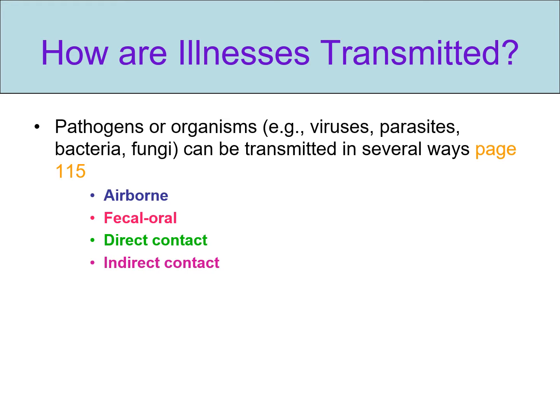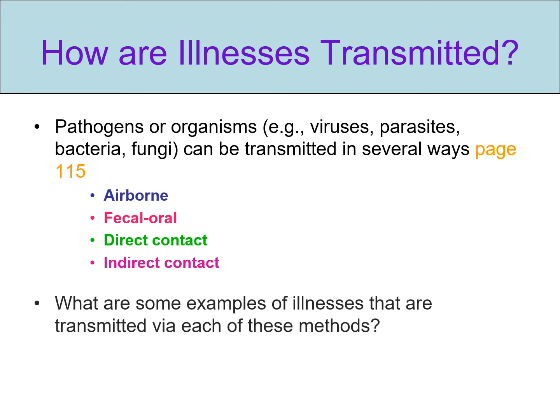So pathogens or organisms like viruses, parasites, bacteria, or fungi can be transmitted in several ways. They can be airborne, transmitted through the air. It can be fecal-oral, which is transmitted from feces to the mouth. It can be direct contact or indirect contact. And you can find out more about this on page 115 of your textbook. It'll also give you information about examples of illness that are transmitted by each of these different methods.